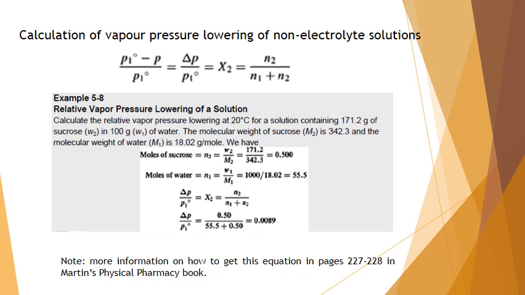That is why we call the lowering in vapor pressure a colligative property, because it depends on the number of molecules of the solute in the solution, as can be seen in this equation. In this equation, delta P over P1, what we call the relative lowering in vapor pressure, is equal to the mole fraction of the solute, right?